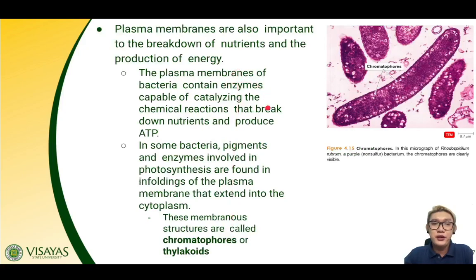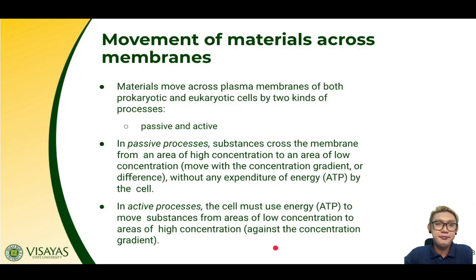Plasma membranes are also important for the breakdown of nutrients and the production of energy. So in the membrane of some species are enzymes that help in energy generation in the form of ATP. Others have components that enable them to harvest energy from the sun or other sources in order to produce their own food. So there are membranous structures in some cells called chromatophores or thylakoids that harvest energy to photosynthesize.